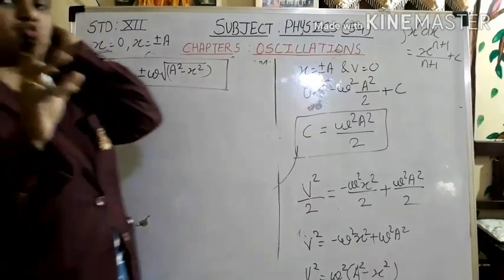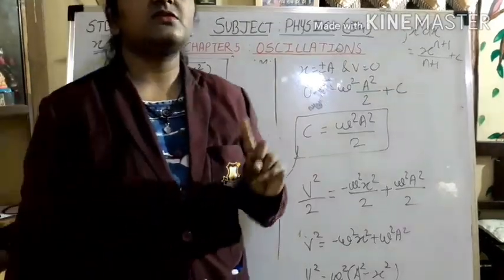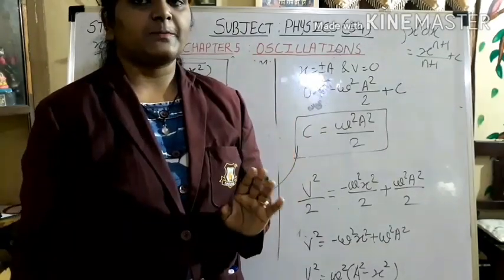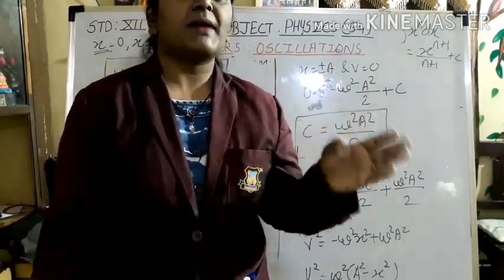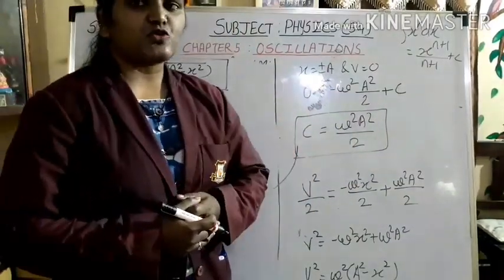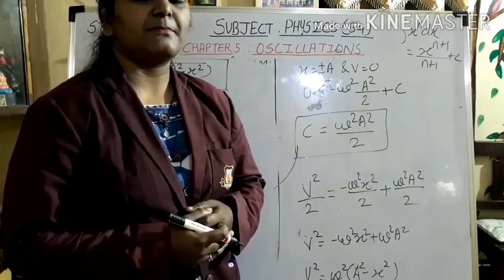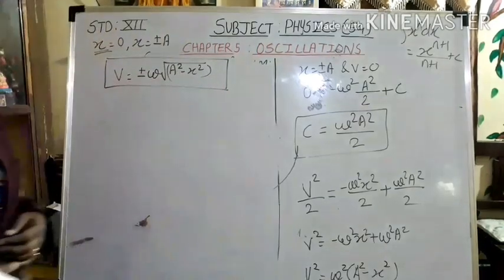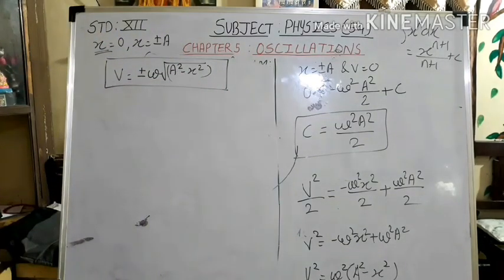So we got two values. First one is acceleration, the second one is velocity. What was acceleration? It is minus omega square x. And what is velocity? It is plus minus omega under root a square minus x square. Okay, so we are moving towards the third term, which is nothing but the value for displacement.